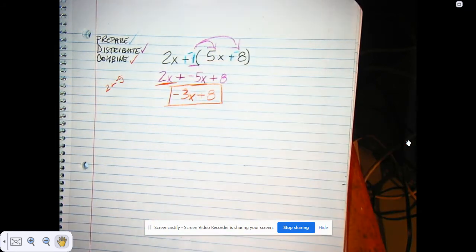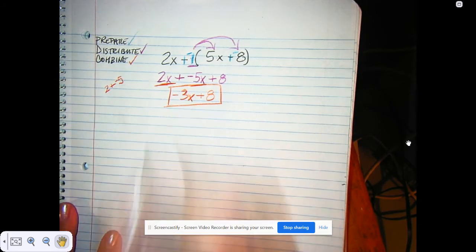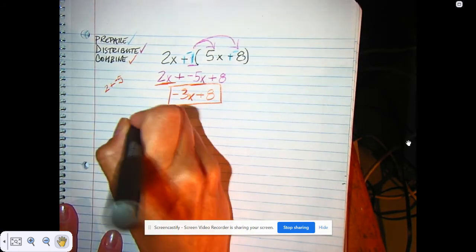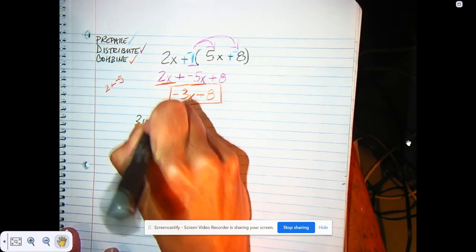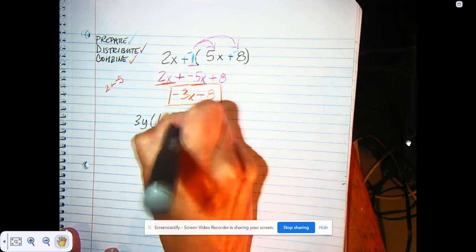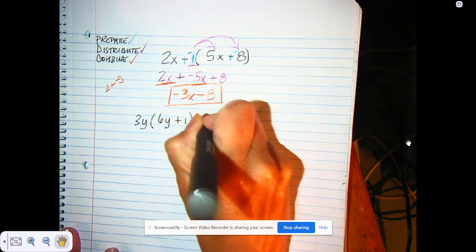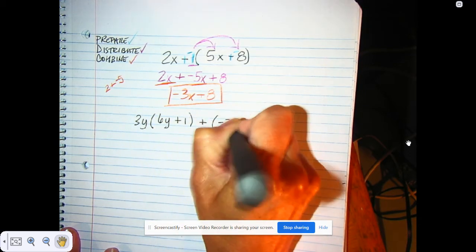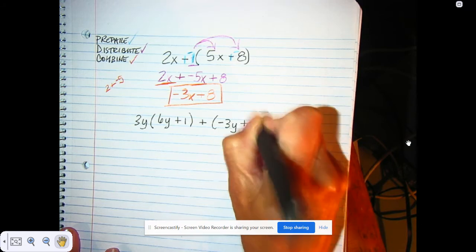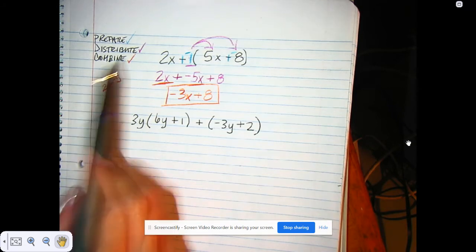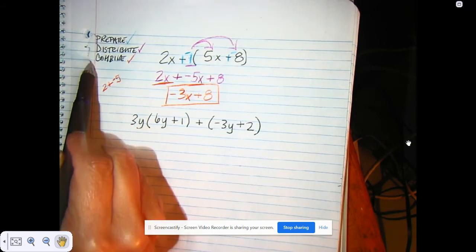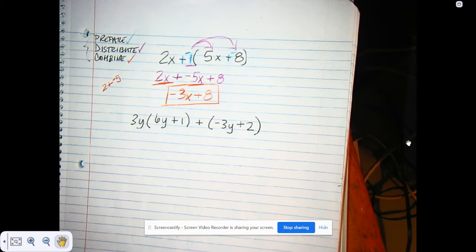The second thing we want to watch for is to make sure that when you multiply variables together, you sometimes get higher powers. So we have 3y parentheses 6y plus 1, close parentheses, plus negative 3y plus 2. Following the exact same steps. This does not have an equal sign. It's an expression. So we're going to follow these exact 3 steps right here. Prepare, distribute, combine like terms.